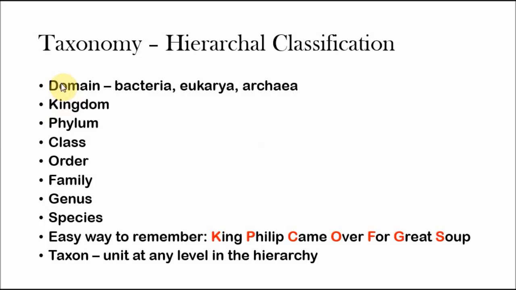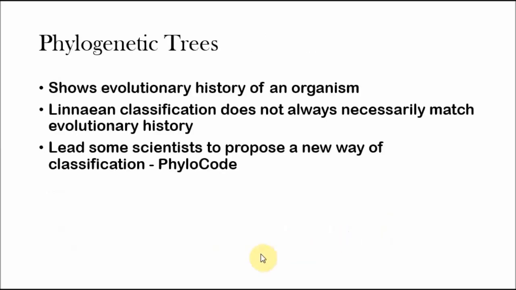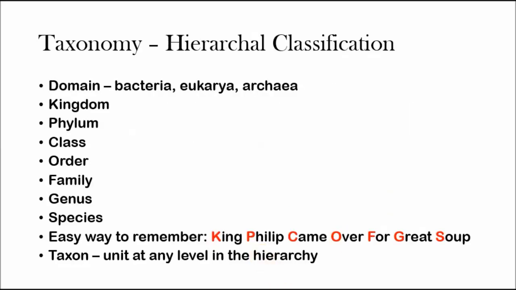There are three domains: bacteria, eukarya, and archaea. Within each of these domains are kingdoms. Within each of those kingdoms are phyla, classes, orders, families, genera, and species. An easy way to remember this classification is this phrase: King Philip came over for great soup. As you can see, the first letter of each of these words matches with the order here.